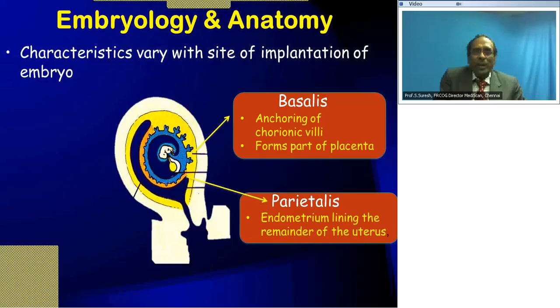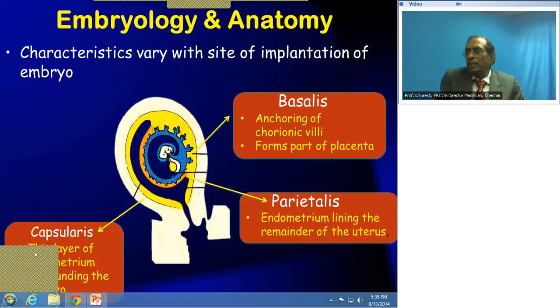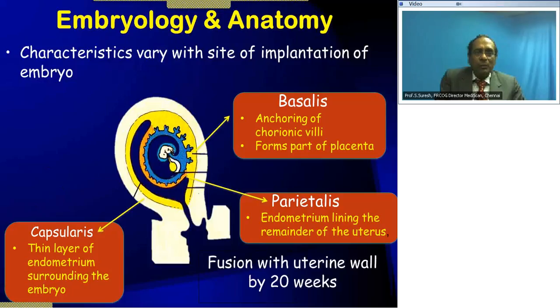The parietalis is the one which is going to line the remainder of the uterus, and the decidua capsularis is a thin layer of endometrium surrounding the embryo. So these are the three things which you're going to look for. But as you grow along, you'll find that the fusion with the uterine wall occurs completely by about 20 weeks. So if you see at about 11, 12 weeks, there will be an amnion which is separate. The chorion is separate. By about 20 weeks, a complete fusion with the uterine wall occurs.